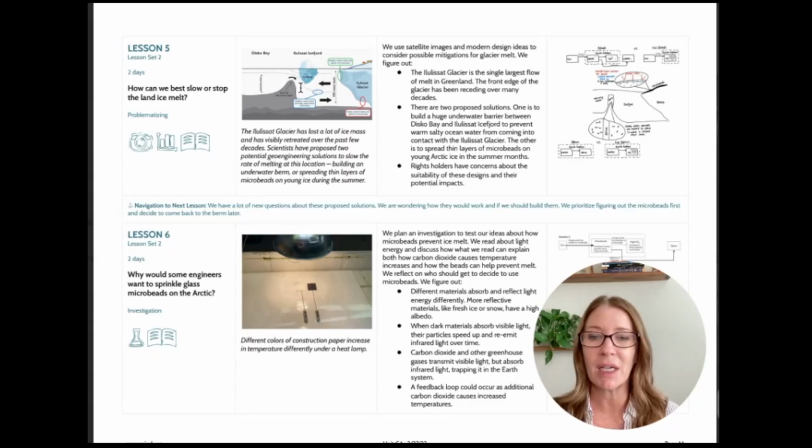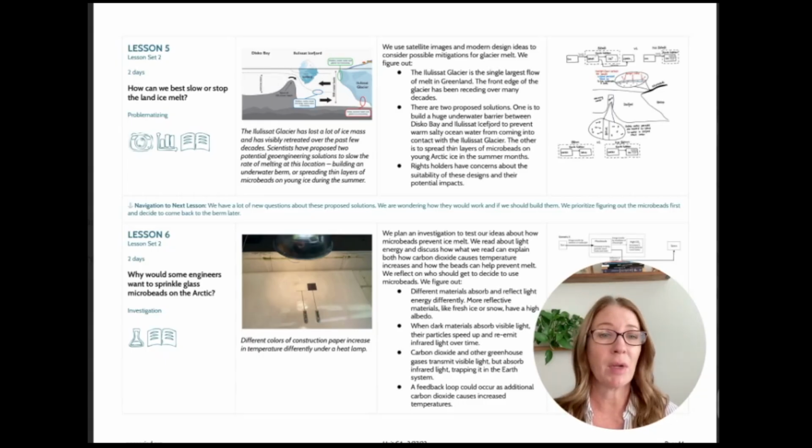And so you can see here there's a diagram of the glacier that actually contributes to the most ice melt in Greenland. We're introduced to this glacier and we see that there is a berm solution. It's kind of like a wall or a big hill that's built in front of that glacier. And so we're trying to figure out how the microbeads and how the berm solution are actually helping slow the ice melt. And so this is actually some initial modeling.